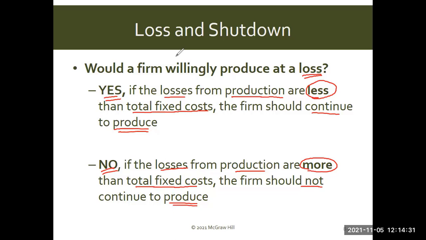Now, both of these are mouthfuls and they're difficult to see the first time through, but make sure you can identify situations where they'll continue to produce, even though they're making a loss, and where they should not continue to produce when they're making a loss. It all depends on whether by producing, they're still covering some of their fixed costs or not. And we're going to look at that in a graph after we determine what the heck a shutdown price is.